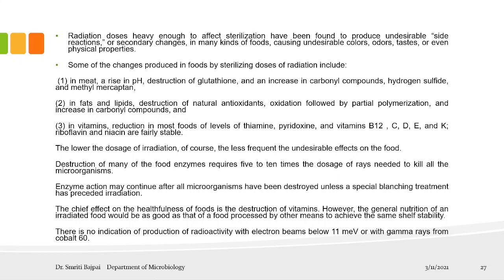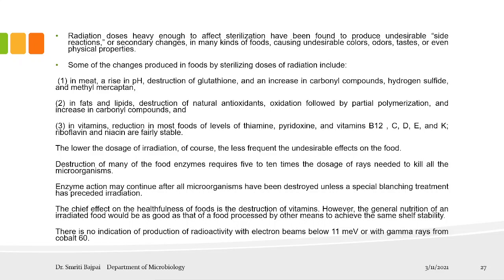These are some of the changes brought about by the radiation process. In meat, a rise in pH and destruction will happen. Fats and lipids may be affected, with destruction of natural antioxidants and vitamins also. So all these things can happen during irradiation sterilization.